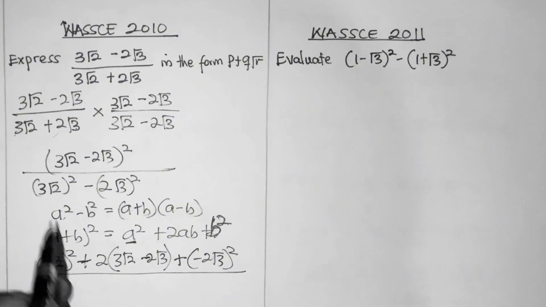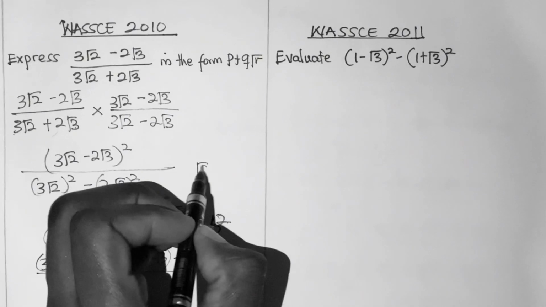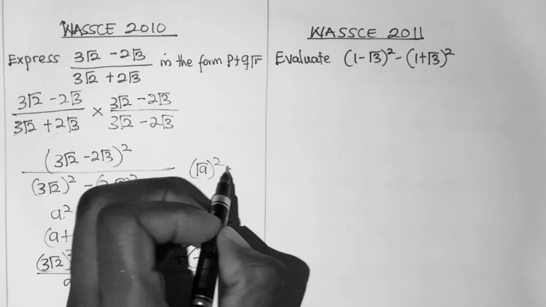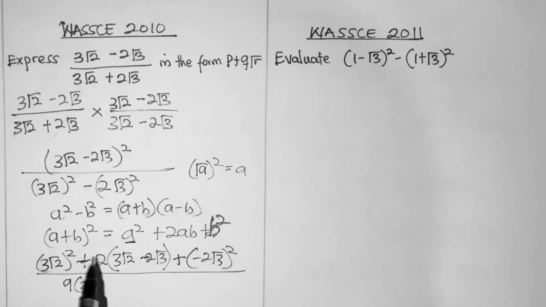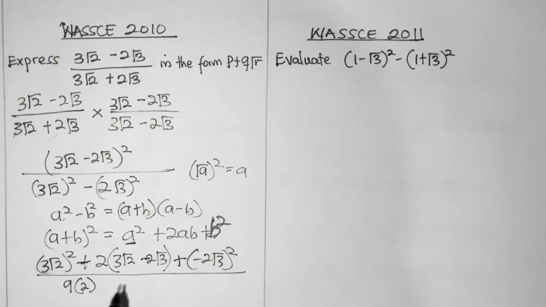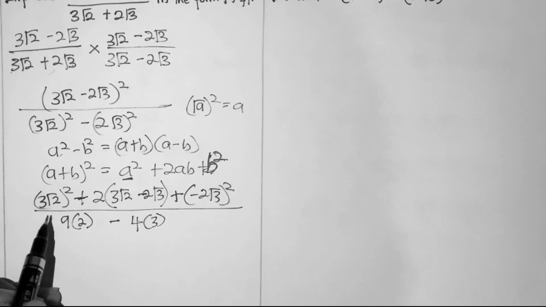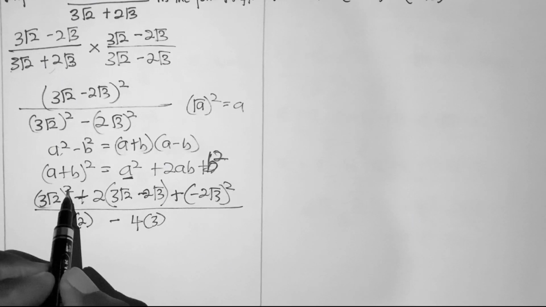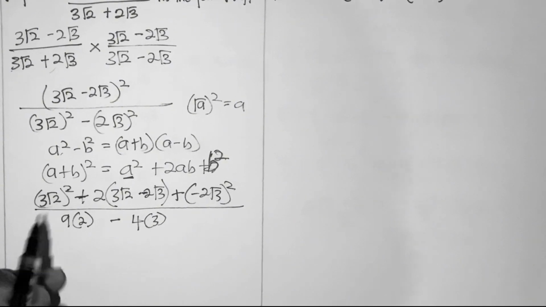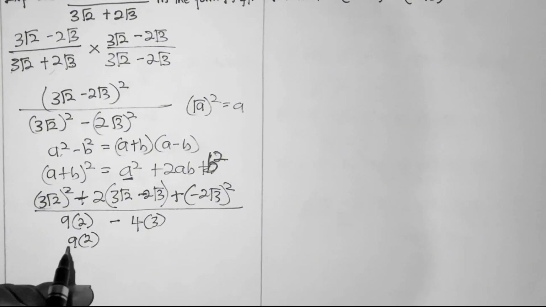Now (3 root 2) squared is the same as 3 squared times root 2 squared, which is 9. Remember what we said, root a squared is equal to a. So root 2 squared is 2. Then minus 2 squared is 4. Then root 3 squared is 3. So now, if you continue, you see that 3 squared is 9 times 2. So here it becomes 9 times 2.